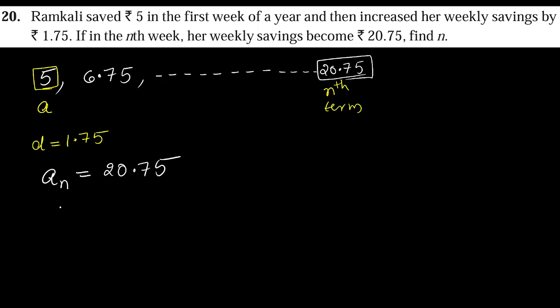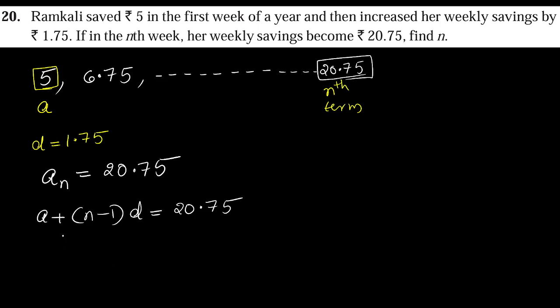So nth term is given as 20.75. So what is the formula of an? Joshida, please tell me what is the formula of an? Do you remember that formula? No response. Samriddhi, what is the formula of an? Sir, an is equal to a plus n minus 1 into d. Yes, a plus n minus 1 into d equal to 20.75. This is nth term.